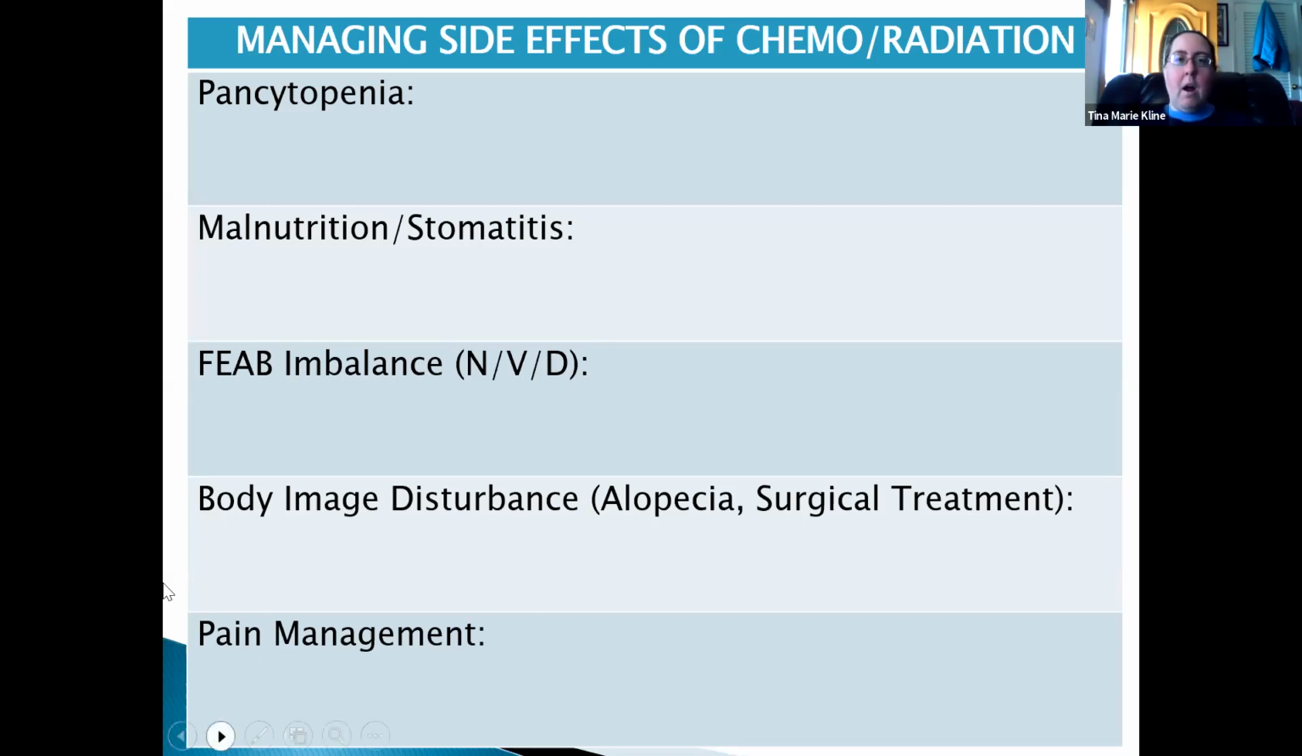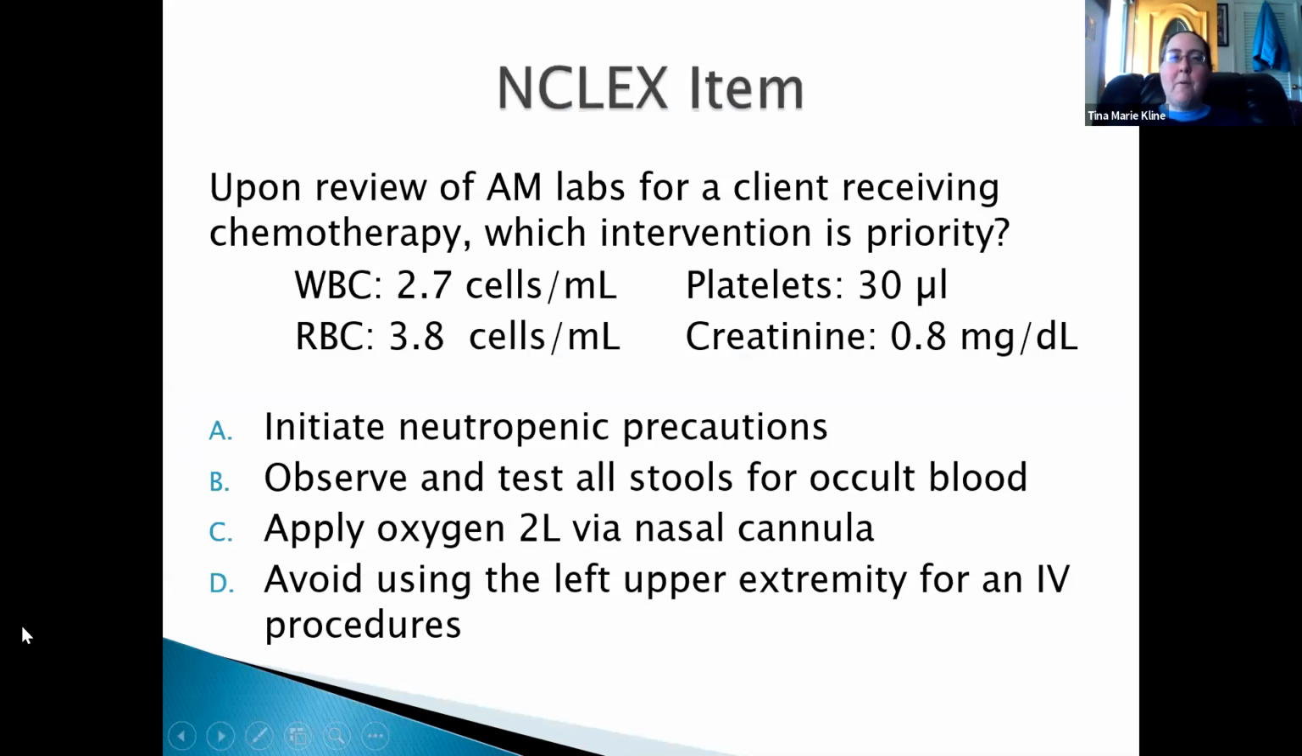So, all right, all that for an NCLEX item. Upon review of morning labs for a client receiving chemotherapy, again, it doesn't matter what kind, they all cause bone marrow suppression, which intervention is priority? So go ahead and look through your labs there, look through your options and shove it in the chat box. What do you think is going to be a priority?